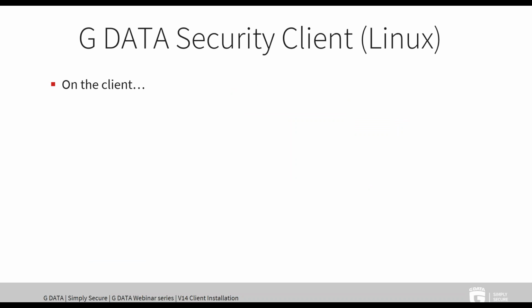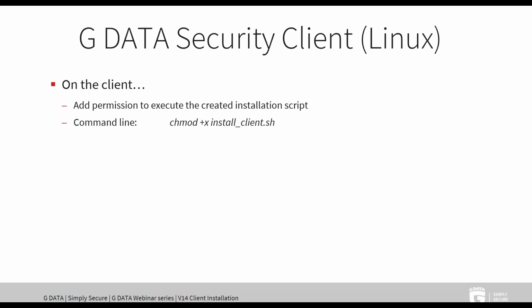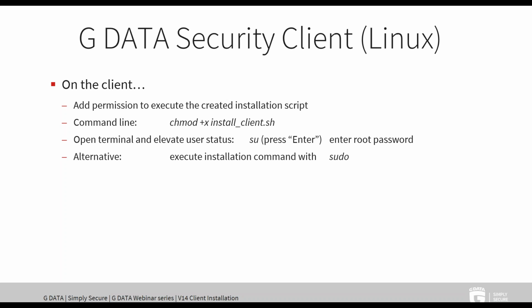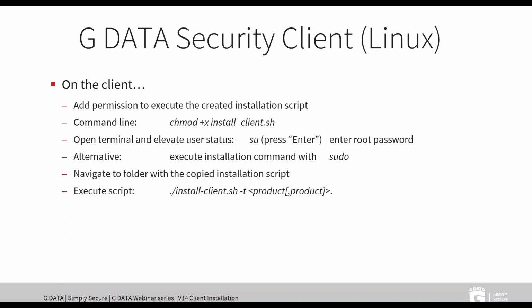On the client itself, you first need to add permission to execute this installation script. This is usually performed via the command line by entering the command chmod +x install_client.sh. Next up would be to elevate the user status by using su. Also, you can execute the installation command with sudo. Next step would be to navigate to the folder in which you have copied the installation script and execute this script.